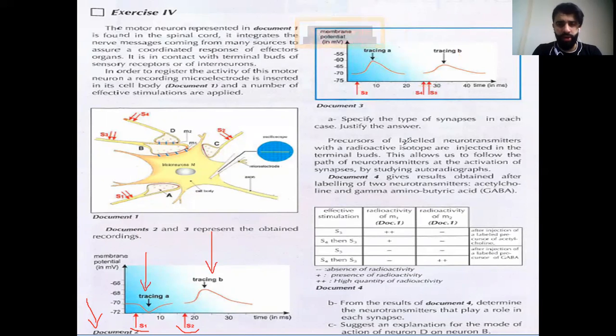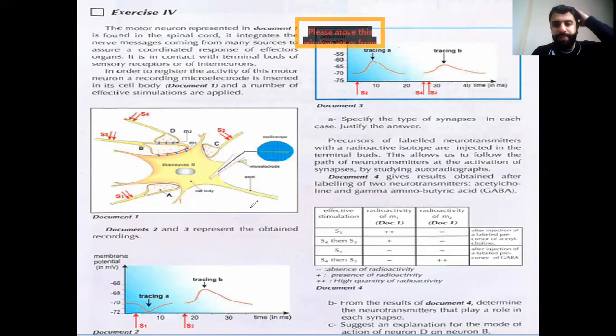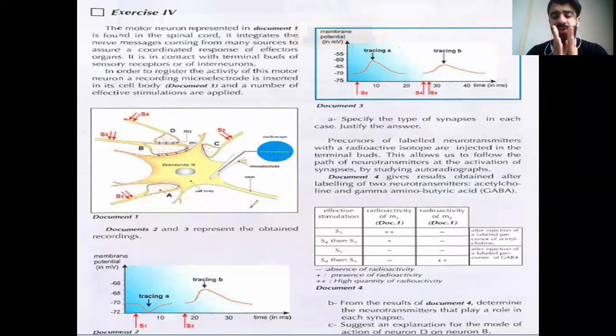Here, part one or part A, as mentioned in the question. What do they want? They want us to specify the type of synapses in each of the following cases and justify the answer. So if I ask you, what are the different types of synapses according to their function?